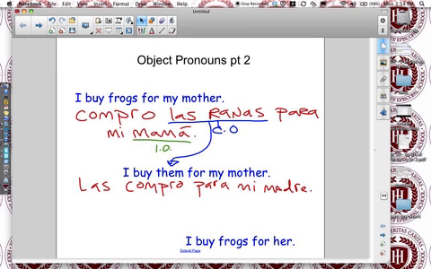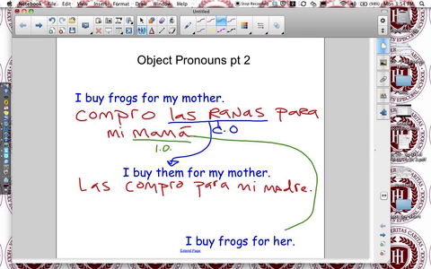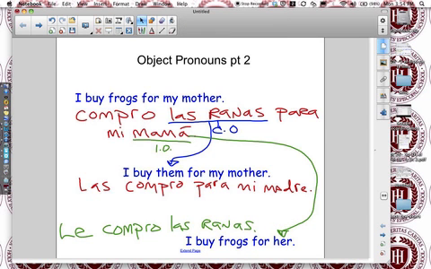Okay? The second kind of sentence that we looked at last week was simply rewriting it like the one at the bottom, I buy frogs for her. In this particular case, what we've done is we've taken the indirect object and we've substituted an indirect object pronoun. So the indirect object pronoun for her is le. We know that all pronouns go before the verb, and so it's just le compro las ranas. So that's what we looked at last week.